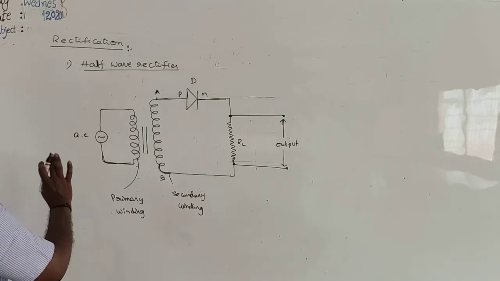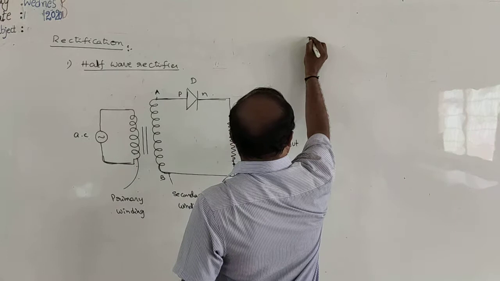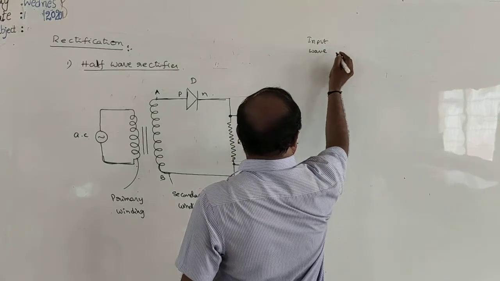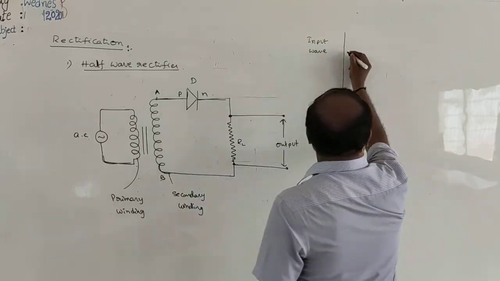Then how do we convert AC into DC? Say simply, the input waveform. Input means AC is connected.